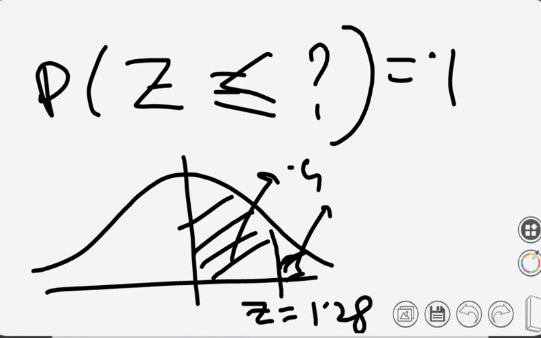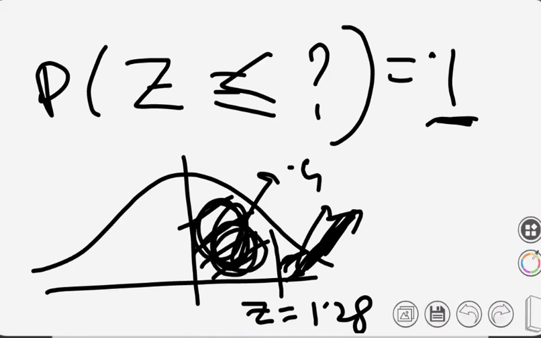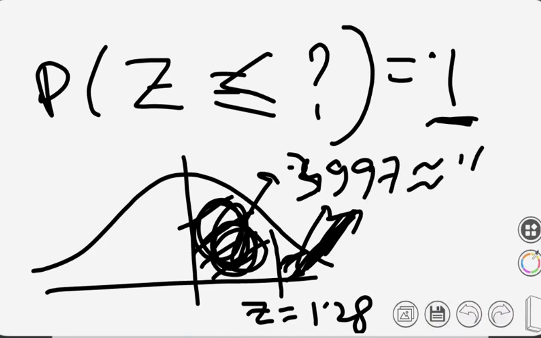You have to find out the value of z for which the probability is greater than 0.1. This area is 0.1. So if this area is 0.1, then this area is 0.4. The 0.4 corresponding value is 1.28 in the table, with 0.3997 given. So we are taking that approximately as 0.4.